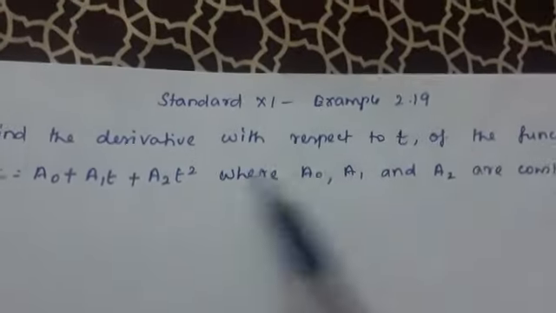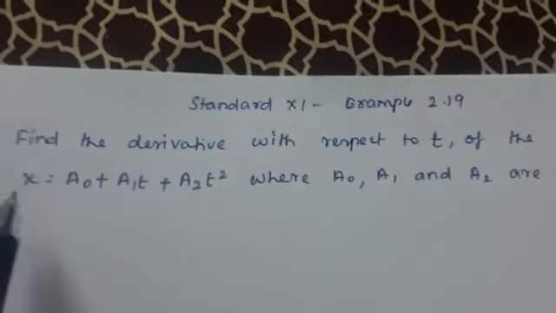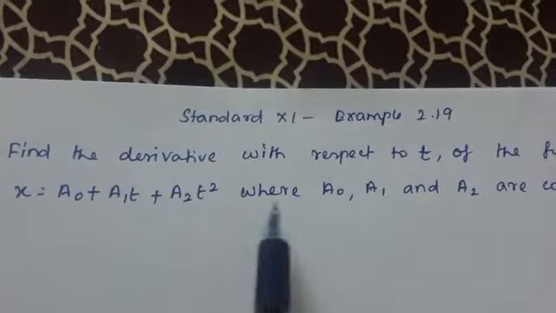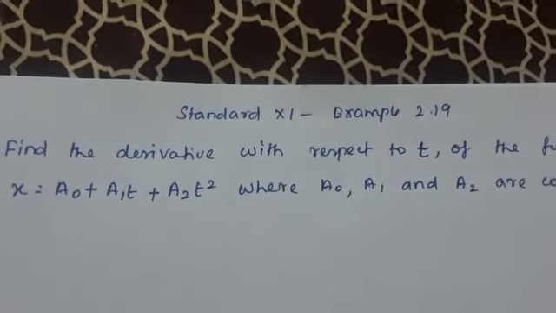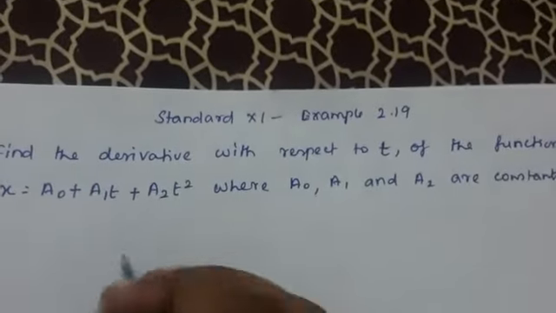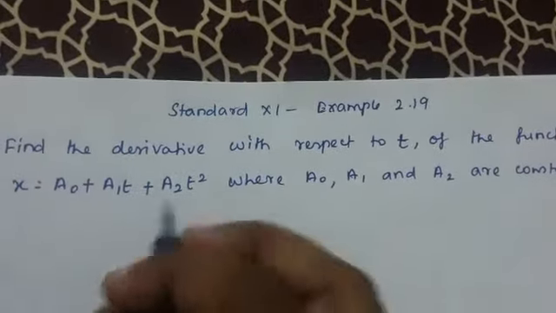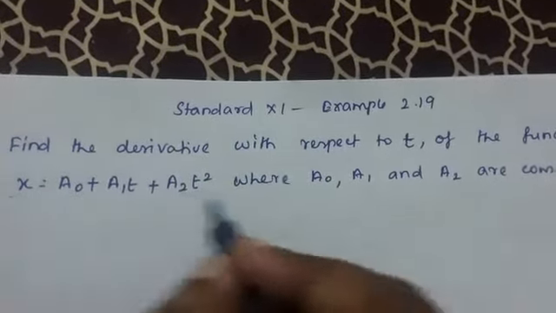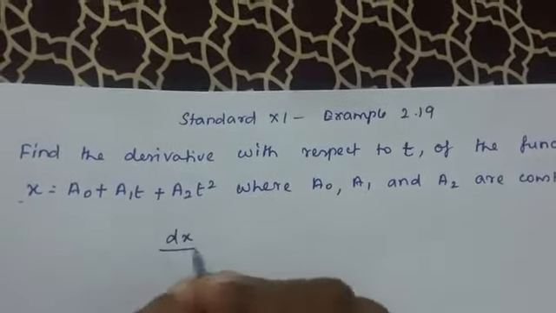Example 2.19. Find the derivative with respect to t of the function x is equal to a0 plus a1t plus a2t square, where a0, a1 and a2 are constants. Now we have to find the derivative of this. So we have to find the first derivative and the second derivative. Here x represents displacement. So we can find dx by dt.